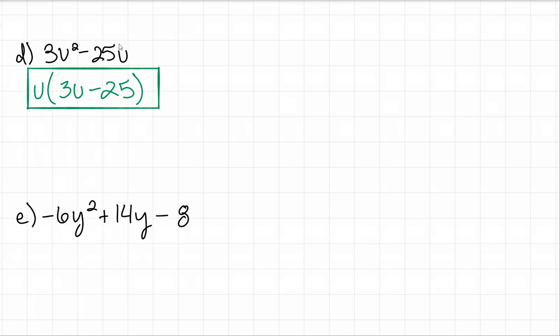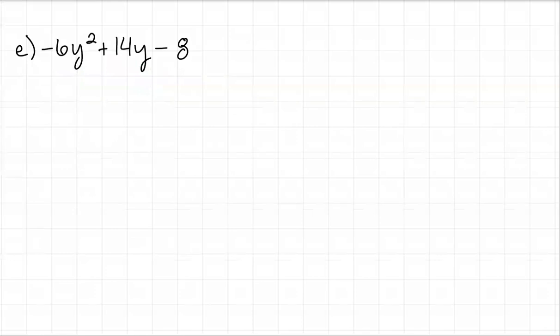Whenever you see just 2 terms like this, it's either going to be a difference of squares, which we'll look at down here in the next few examples, or it's going to be the case where you're only factoring out a GCF, okay? Next example. We have part E right here, good old part E.